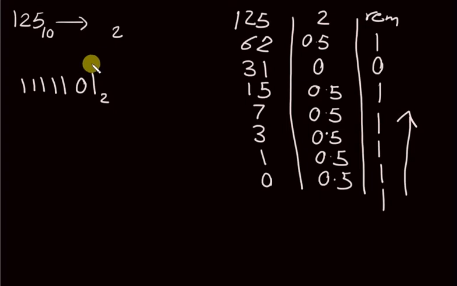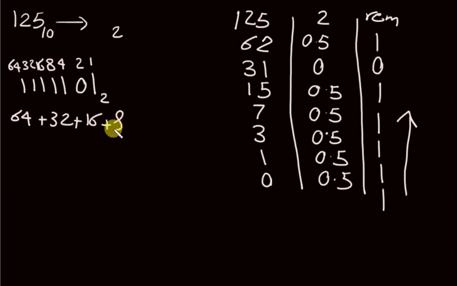But this is 2 to the power of 0, which means this is place 1. This is 2 to the power of 1, which is 2. 2 to the power of 2 is 4. 2 to the power of 3 is 8. 2 to the power of 4 is 16. 2 to the power of 5 is 32. 2 to the power of 6 is 64. So I have 64 plus 32 plus 16 plus 8 plus 4 and plus 1.